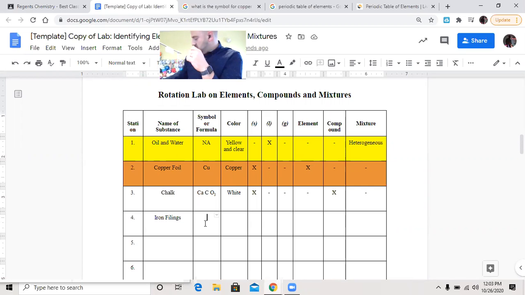What's the symbol for iron? The symbol for iron. Yeah, it's Fe. Some of you guys may have known that. The symbol is going to be Fe.